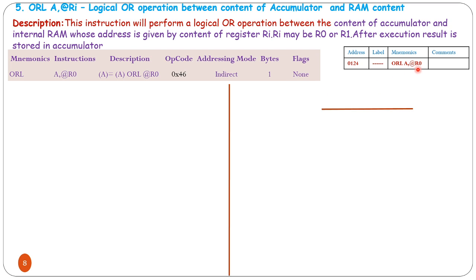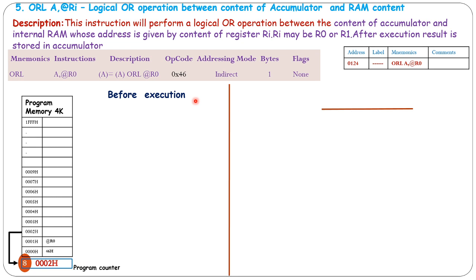ORL A comma @R0. So this instruction before execution was stored in program memory, whose first address is for operation code and second for indirect addressing of random access memory given by R0. The content of program counter will now be 0002H. This instruction is executed after this.